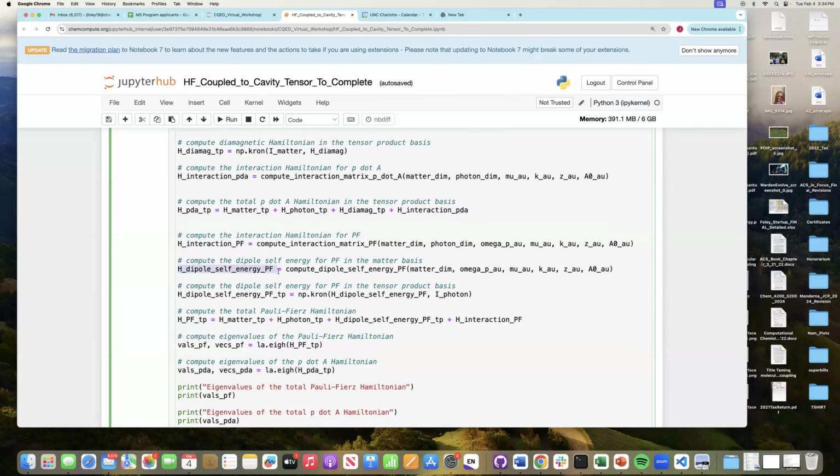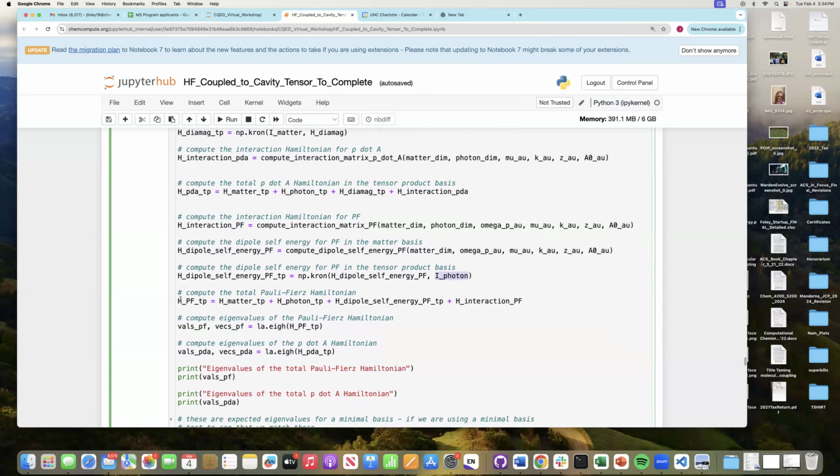The dipole self-energy is also unique, so we'll compute that here. The interaction for the Pauli-Fierz is actually already in a tensor product basis, but this is just in a matter-only basis. So we need to take a tensor product between the Pauli-Fierz Hamiltonian and the identity in the photon subspace, and then build the full Pauli-Fierz Hamiltonian in this tensor product basis as the sum of all of those terms. And then we'll diagonalize each of them.